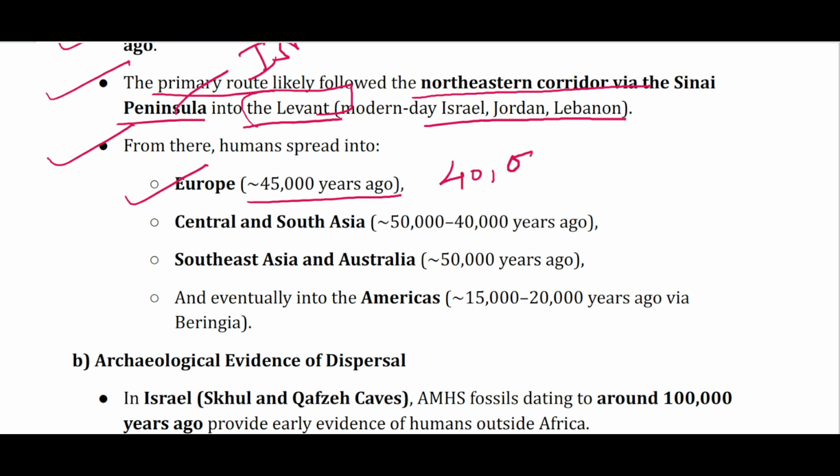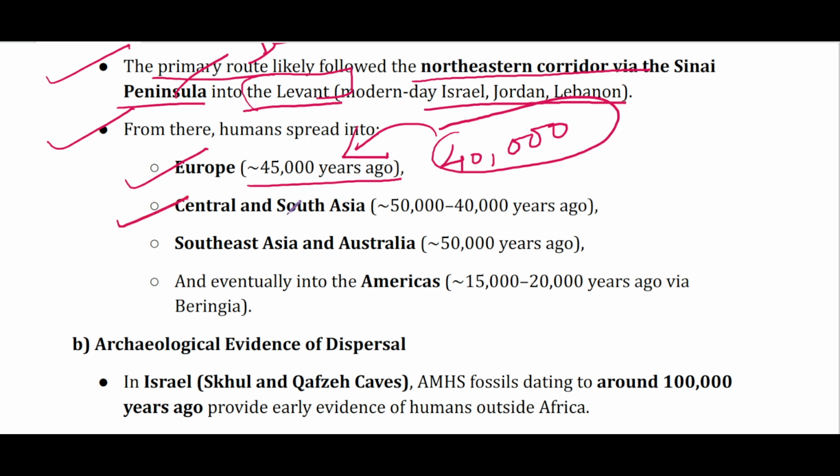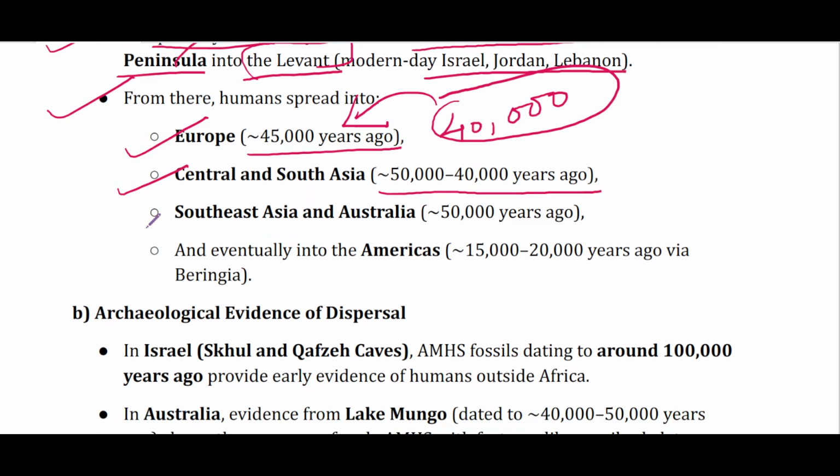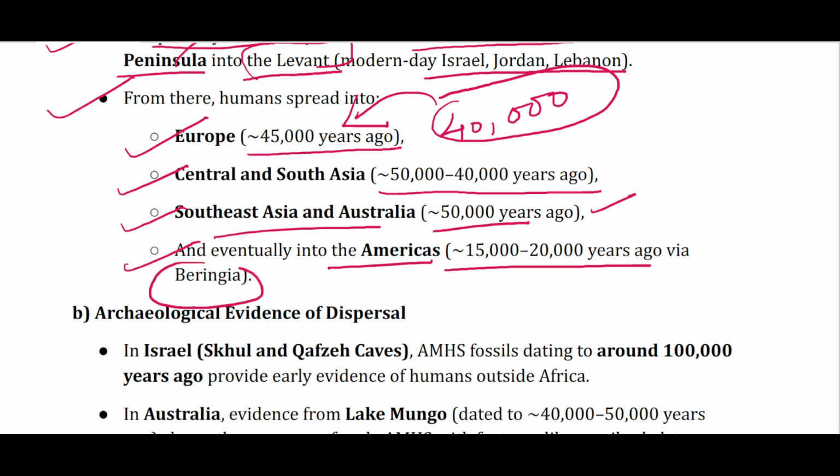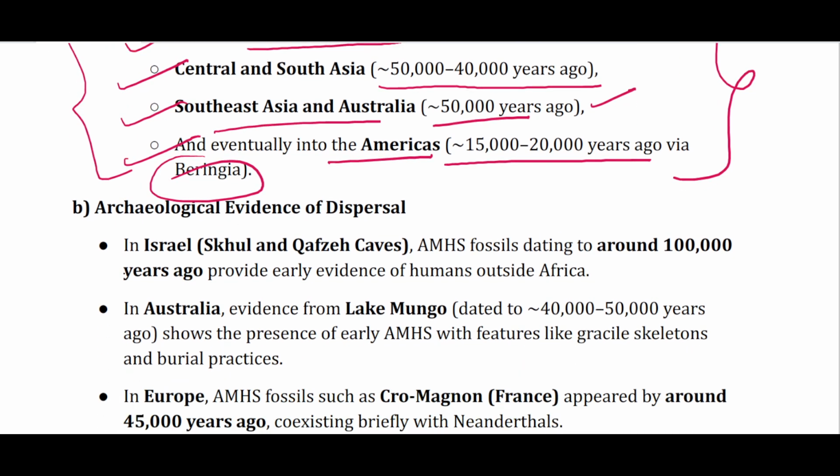And in the Neanderthal lecture, it was explained that around 40,000 years ago Neanderthals went into extinction just when they came into contact with modern Homo sapiens. Then into Central and South Asia about 50,000 to 40,000 years ago, into Southeast Asia and Australia about 50,000 years ago, and into the Americas around 15,000 to 20,000 years ago via Beringia. Now let's look at all of these one by one.